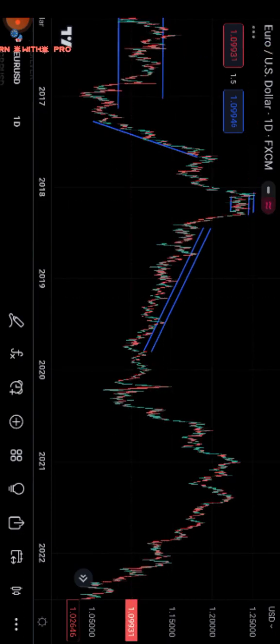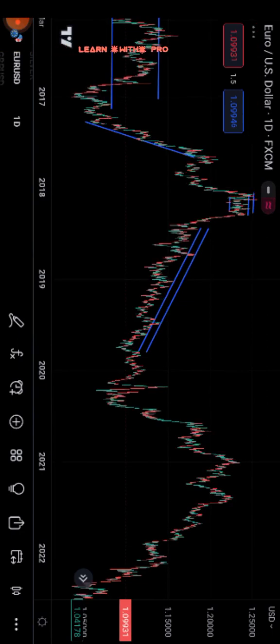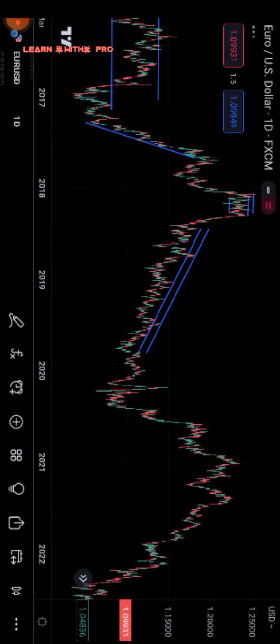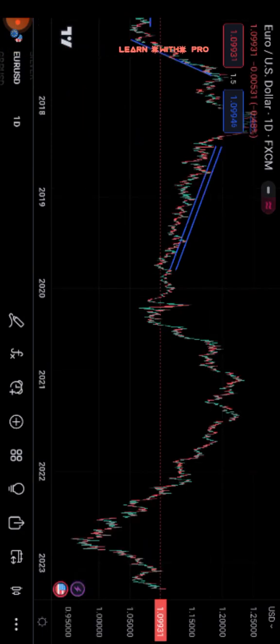Now, I want to give you keys on how to look for support and resistance levels. These are levels where you see that there is a reversal in price. Maybe the price was going up, then there was a point at which the price quickly reversed. If it's for up, that is a resistance level, while if it's for down, that is a support level.